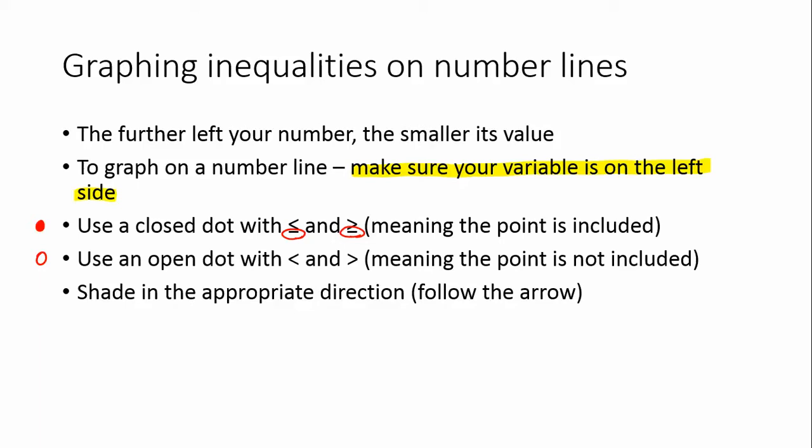Then we're going to shade in the appropriate direction. So if we're talking about numbers that are less than, we shade to the left in the smaller direction. And if we're talking about numbers that are greater than, we shade to the right. In parentheses here, it does say to follow the arrow. And I'll tell you what that means as we go through some examples. So again, if you didn't get all this written down, please pause the video and finish writing before you go on.